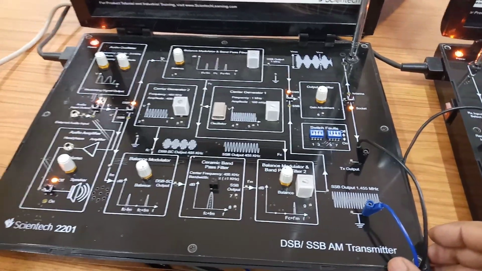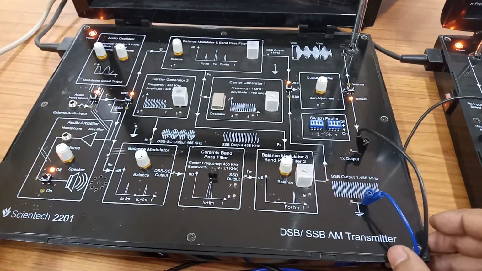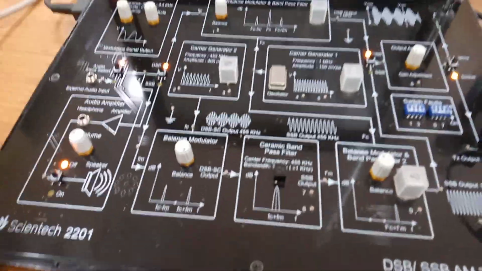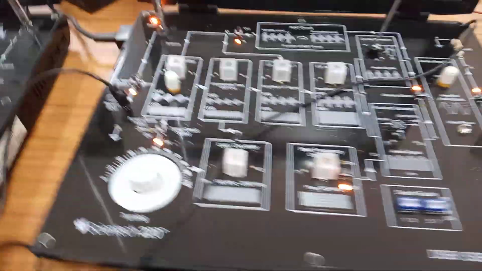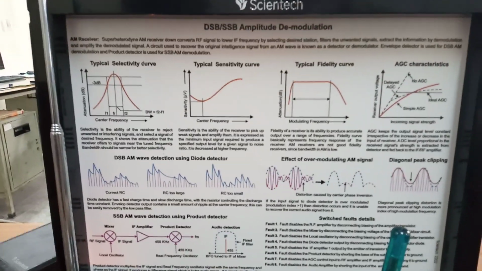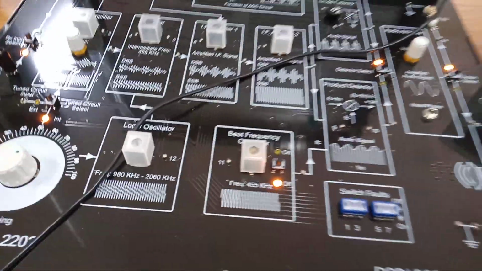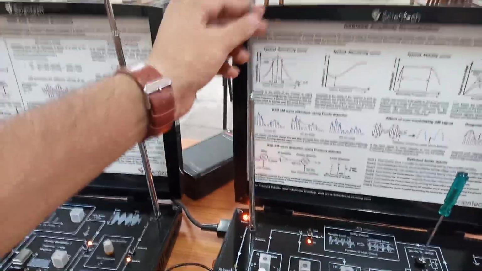and we will see how the wave looks after suppressing or balancing the carrier. So in AM radio we have a receiver also. We will demodulate this signal using the receiver kit. This is a receiver kit, a DSB SSB AM receiver. There are antennas also to transmit the signal in a laboratory environment.